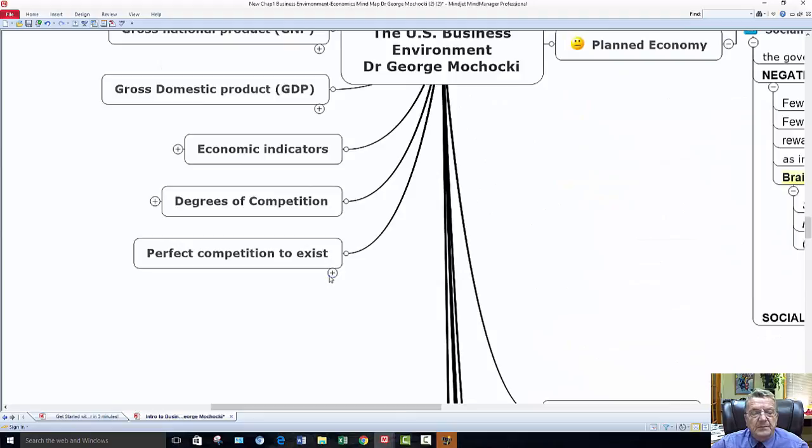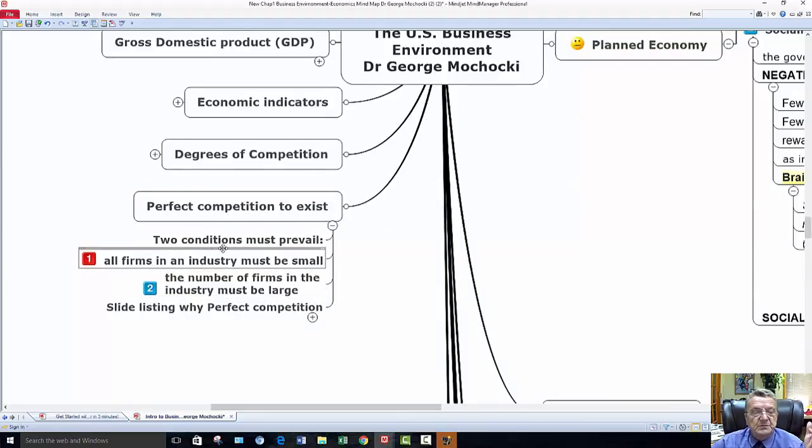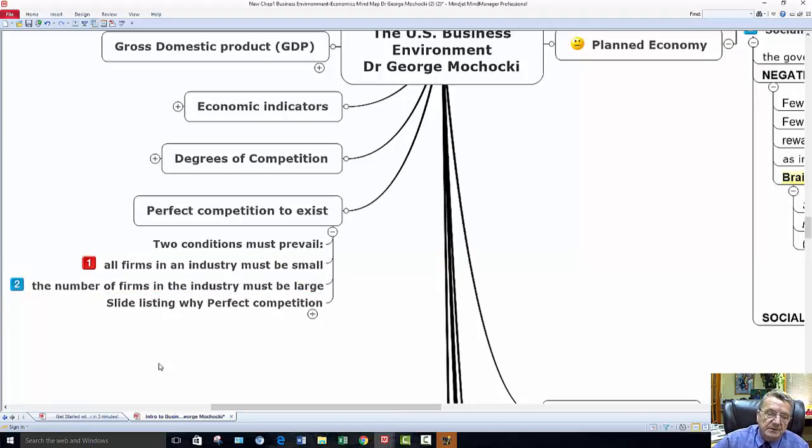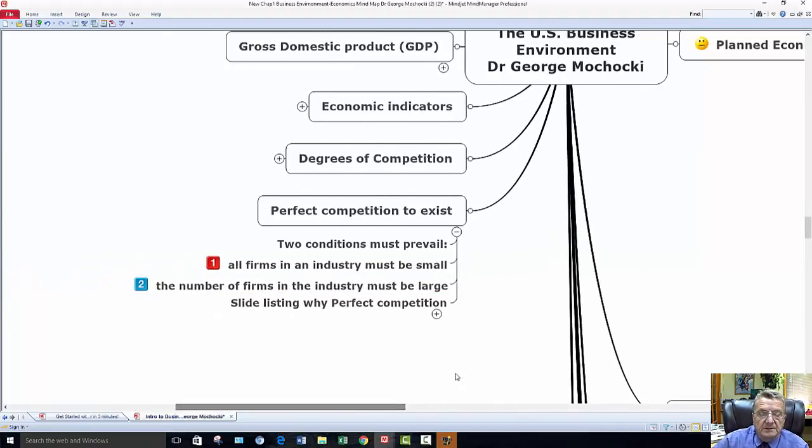Now we're going to come into perfect competition. For perfect competition to exist, two conditions must prevail. One, all firms in the industry must be small. And two, the number of firms in the industry must be large enough. If you only have two firms, when the government gets involved, what are the prices? They can't say, you raise your prices, we'll keep them the same.